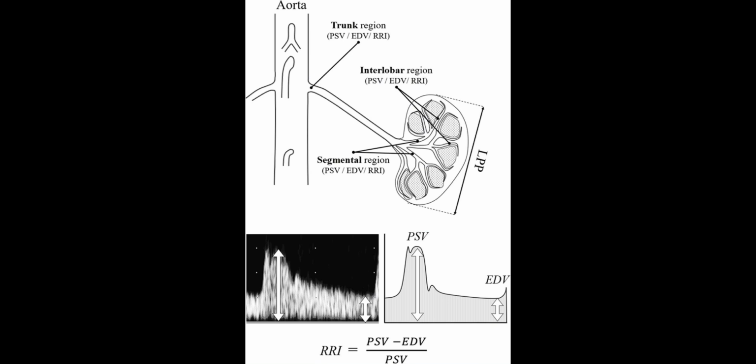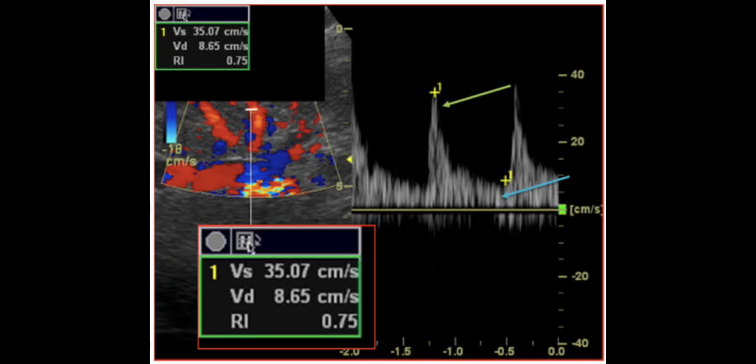diastole. When this happens, the resistive index, which we calculate by measuring the arterial waveform throughout the cardiac cycle, is calculated as the peak systolic velocity minus the end diastolic velocity, divided by the peak systolic velocity. The normal range for this renal resistive index is 0.5 to 0.7. This is the normal range.